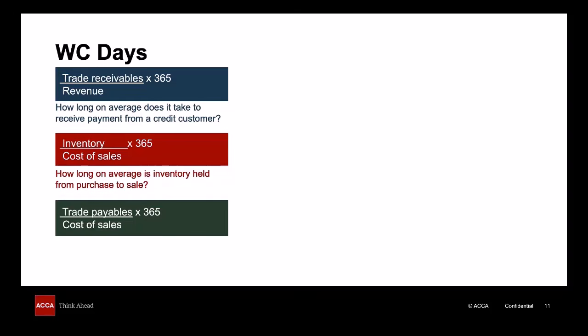And finally, trade payables days, same type of calculation. Again, the amount you owe is based on the cost of goods to you, therefore it sits over cost of sales, and that's how long on average it takes our company to pay a supplier.